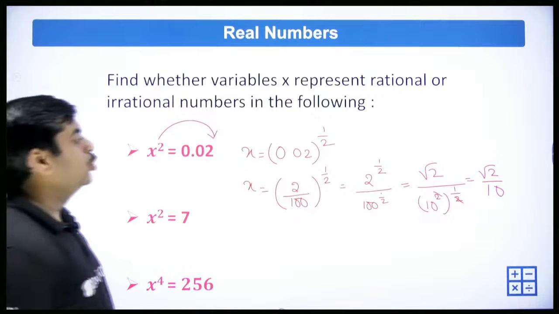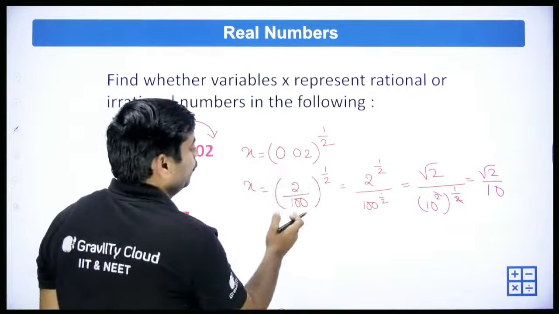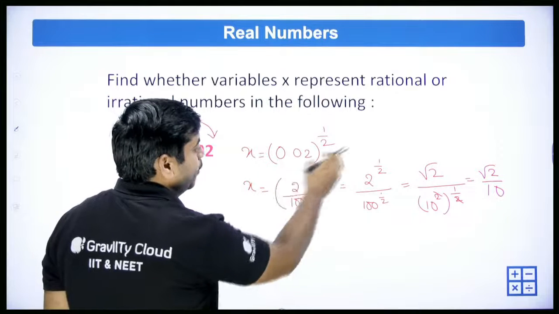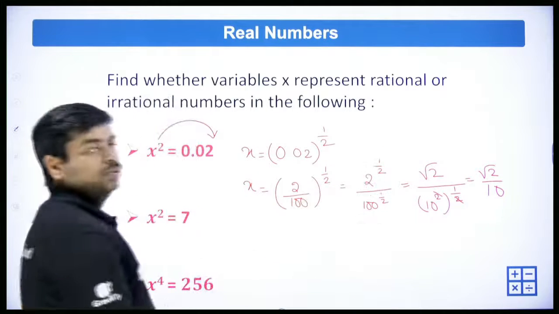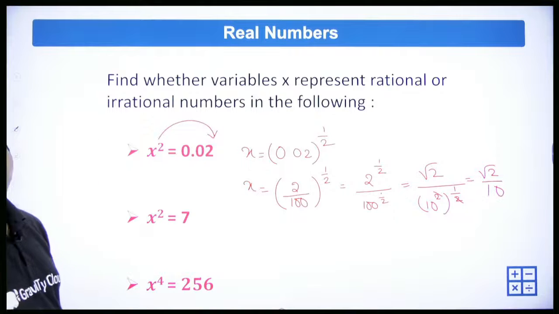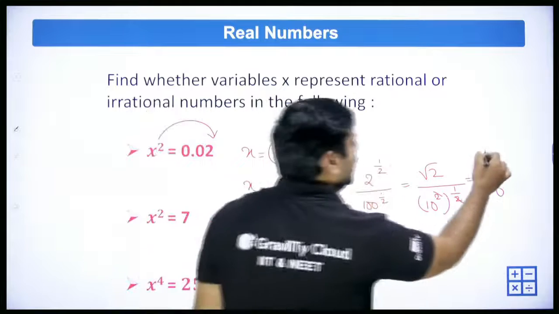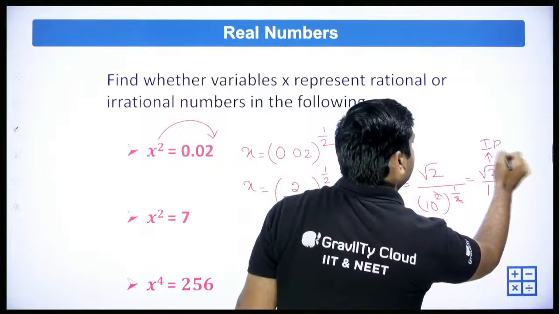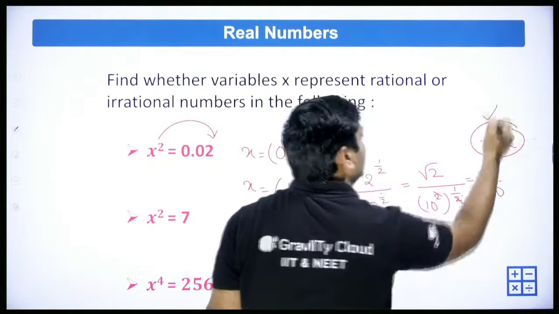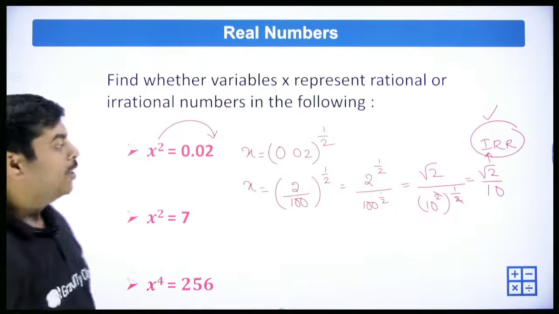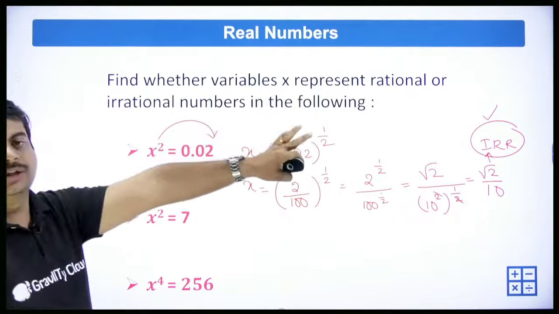Okay. So 2 power 0.02 is 2 by 100 power 1 by 2. So 2 power 1 by 2 is nothing but the square root of 2. That square root of 2 is an irrational number. You know that root 2 is itself an irrational number. So the entire answer is an irrational number. The value of x in this equation is irrational.